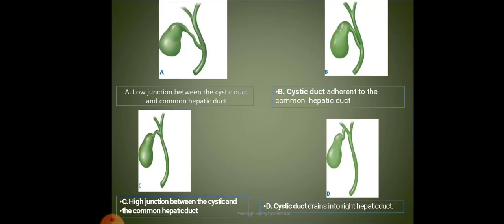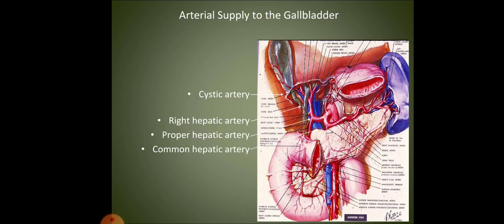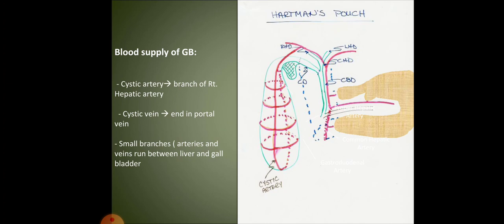Then these are the different locations of the cystic duct and the union of the cystic duct with the common bile duct. Then the arterial supply of the gallbladder. It is supplied by cystic artery, right hepatic, proper hepatic and common hepatic arteries. So here we can see the origin of the cystic artery. It is from the right hepatic artery.